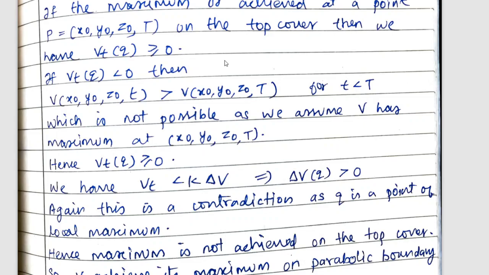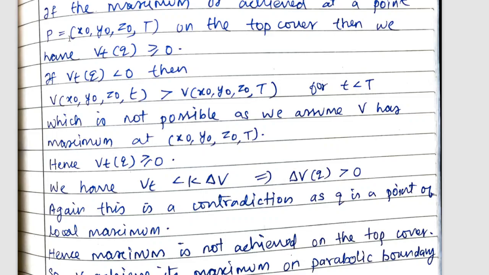This point is again denoted by, again here this is not P, this is Q. Okay, there is a mistake here, this is not P, this is Q. So suppose that at this point (x0, y0, z0, T) the maximum value is achieved. This point lies on the top cover.